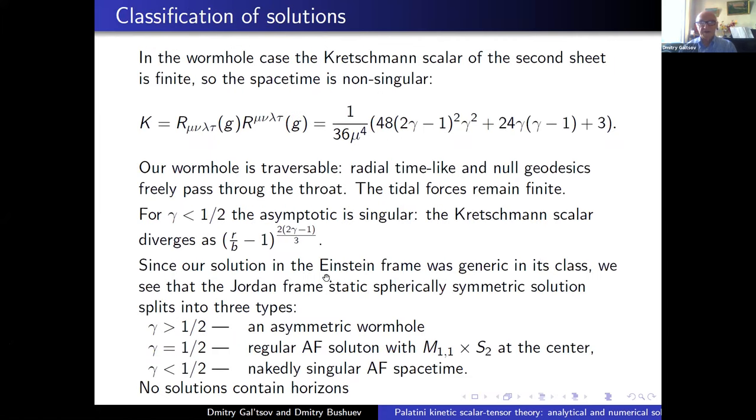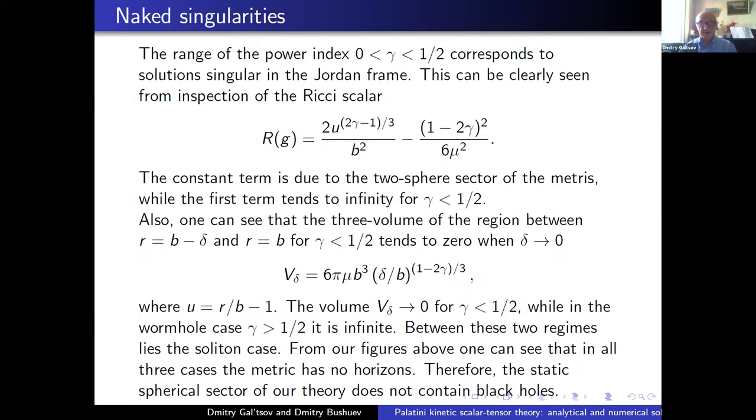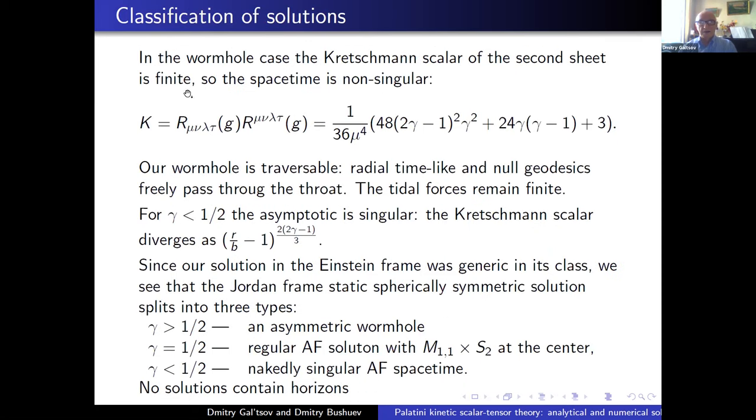So we understand that this branch of solutions of the generic solution corresponds to naked singularities, but without horizons. So there are no horizons; the whole class of solutions doesn't contain horizons. And also Kretschmann, in the wormhole case, is finite, but it is diverging in the case of singularity.